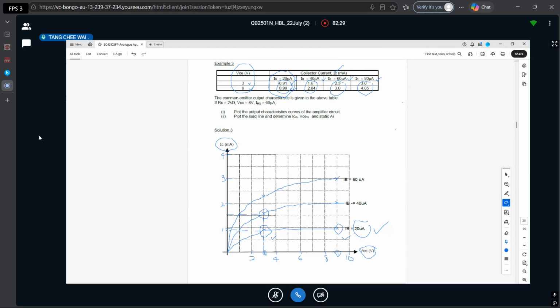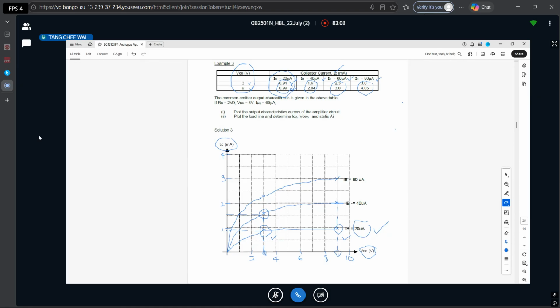Now, very simple. I look at the next value of VCE. They say 9 volts. Right, 9 volts is here. You know where it is already, VCE? 9 volts. Yeah, and then now your collector current is 2.04, very close to 2 milliampere, right? So I come to 9 volts. Same thing, I draw one line down, I project down. This is my 9 volts.